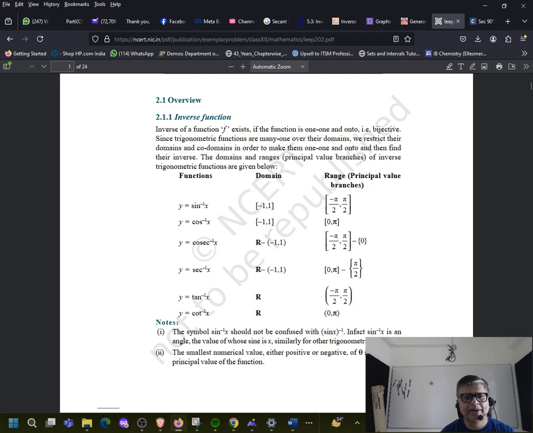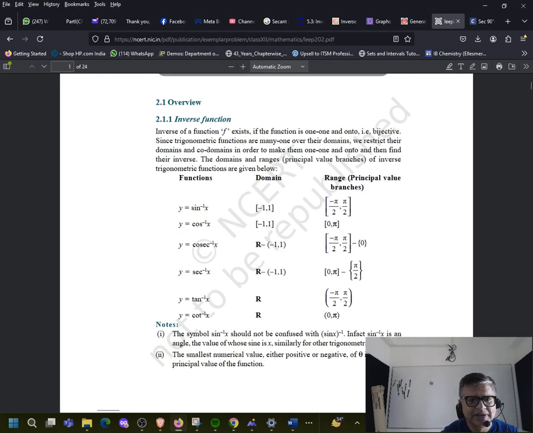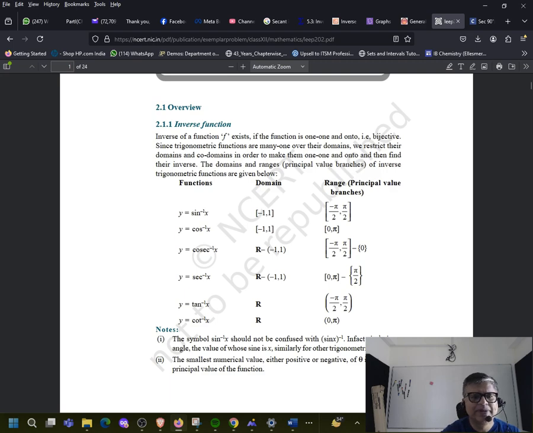You can see the domain of sine inverse x is minus 1 to 1. The range is minus pi by 2 to pi by 2. Range means the value of y, which is on the y-axis. For secant, we saw 0 to pi. This is what we saw, if you remember. We saw secant inverse to be this, and we said pi by 2 will not be included.